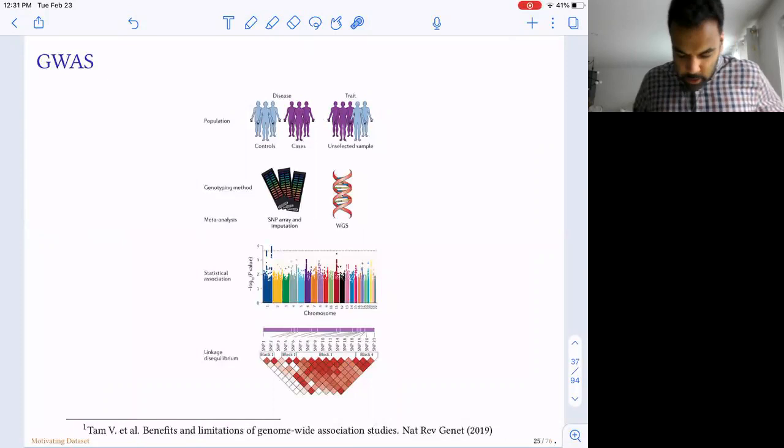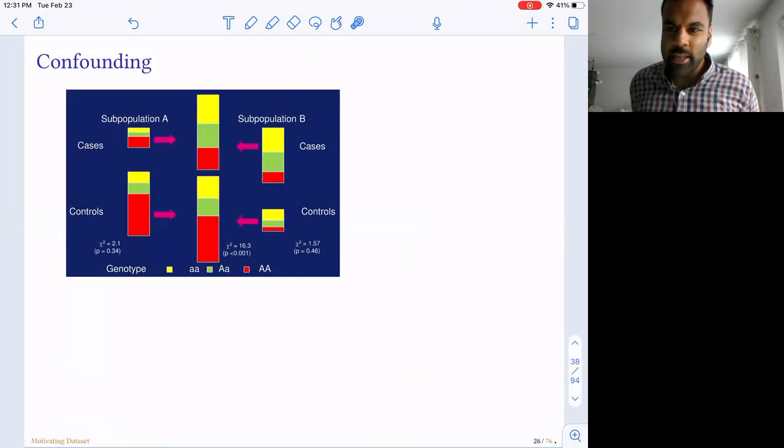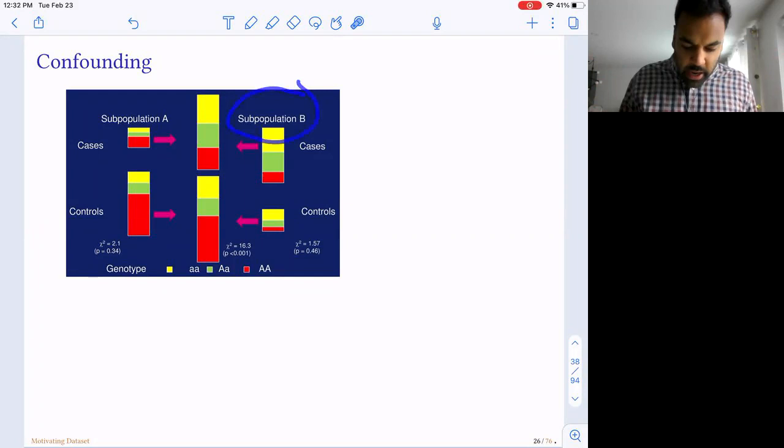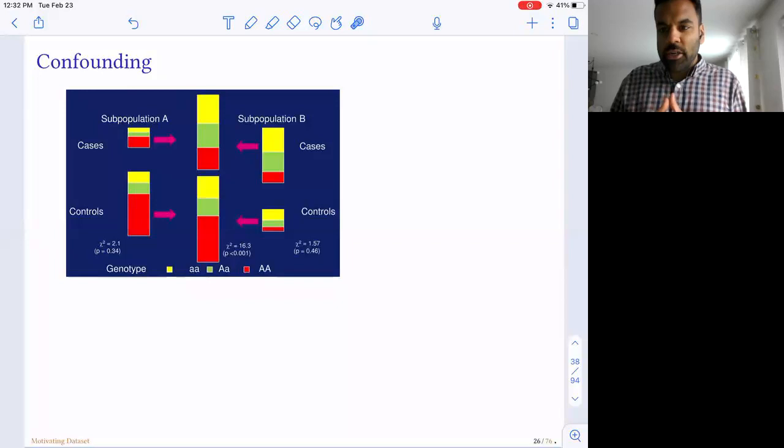So one thing that comes up a lot in fitting these models, whether it's a GWAS model or a polygenic model where you're fitting many SNPs at the same time, is confounding by population structure. I think this is a nice diagram that illustrates the problem. If you have two subpopulations, A and B, and you compare the proportion of genotypes in cases versus controls within a given population, you won't see any sort of difference.